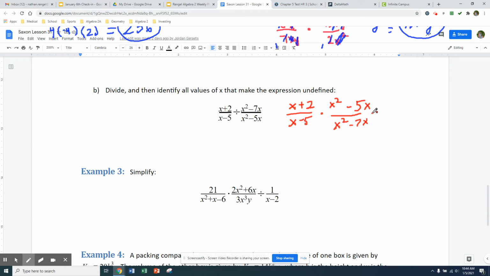In my second fraction, I can see I've got two terms, x squared minus 5x. And I'm going to start to look at, is that a difference of squares? No, because 5 is not a perfect square.